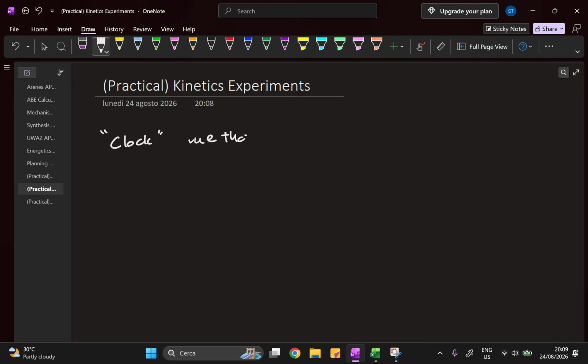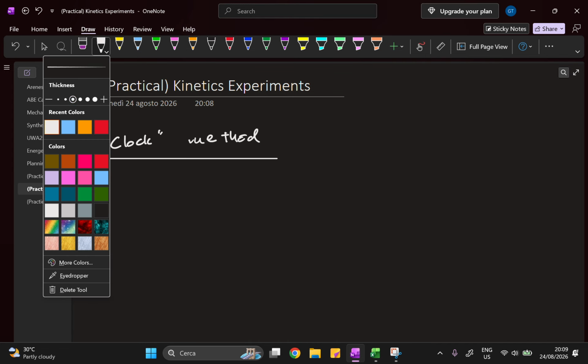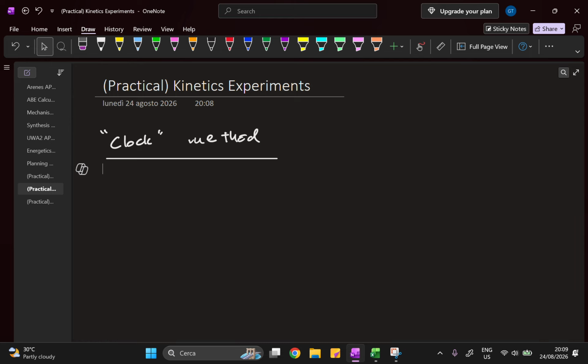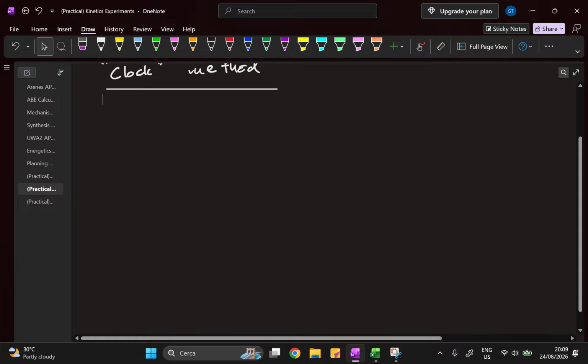Okay. Usually, realistically, the only two types of clock experiments they can give you is number one, sulfur clock, where you wait for the white PPT to form. The other one is iodine clock. So, even if you haven't done both of them in practical, you should have been exposed to both of them at least in planning already. So you should be familiar with what the color change is.